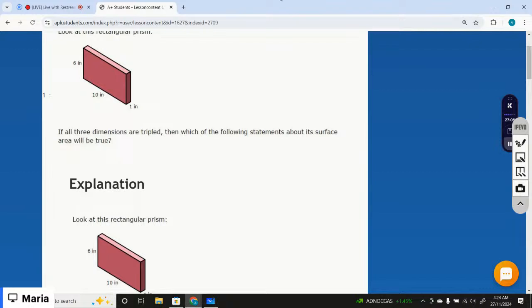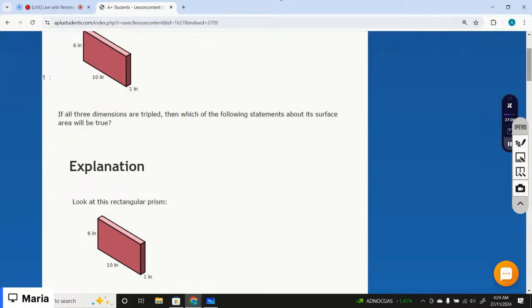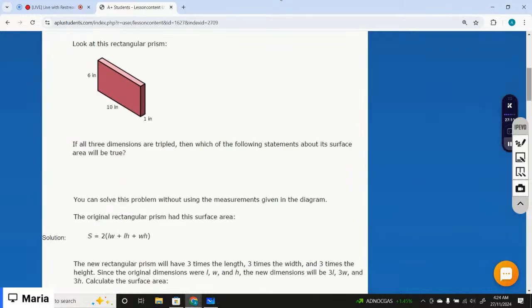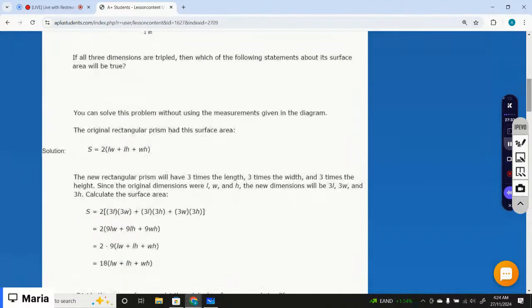So you are given the dimensions 10 inches, 1 inch and 6 inches. So you have to see if they all are tripled, right? So the original rectangular prism had the surface area 2 times length width plus length height plus width height, right? That is the surface area of the rectangular prism. Then for the new prism, you have to triple all these values. So just multiply them with 3.